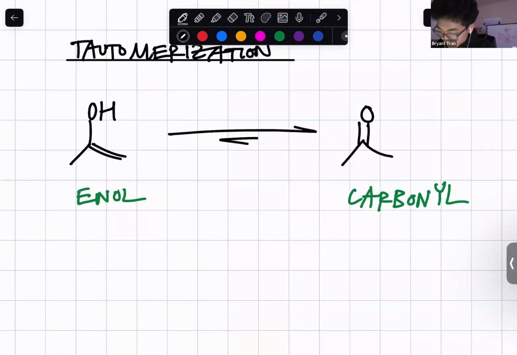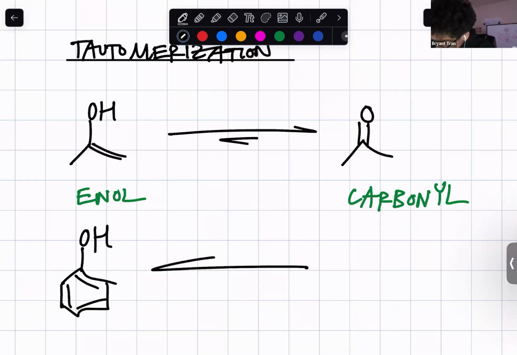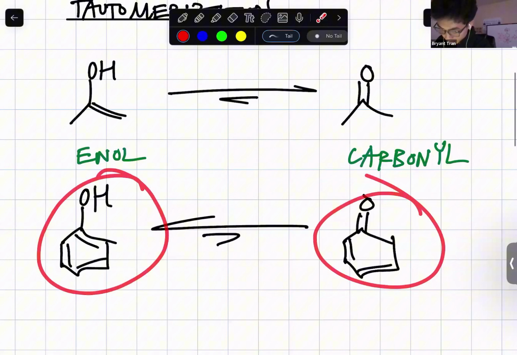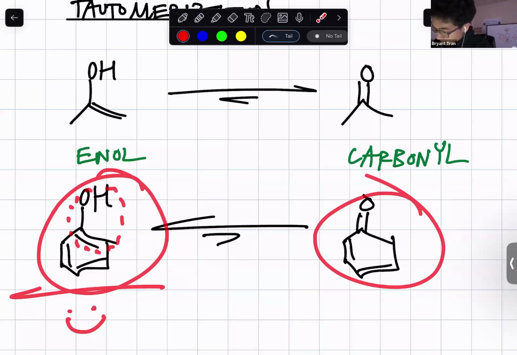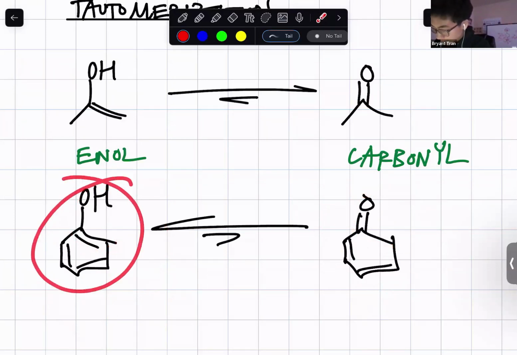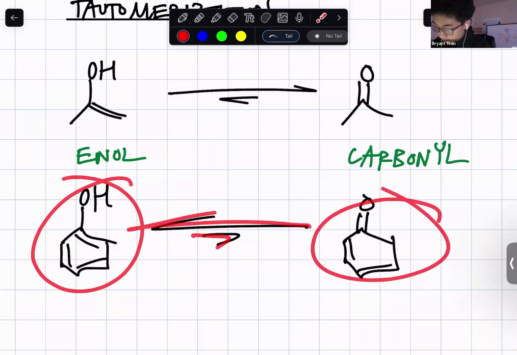There are going to be some exceptions when the enol form is favored, and that's when we have resonance stabilized enols. So let's say we have that enol right there, but we tautomerized it into the carbonyl. Before, this molecule is aromatic, stable. But when we tautomerize this enol into this carbonyl right here, that's going to be unstable. So that's when we know that this enol here is going to be major over the carbonyl.